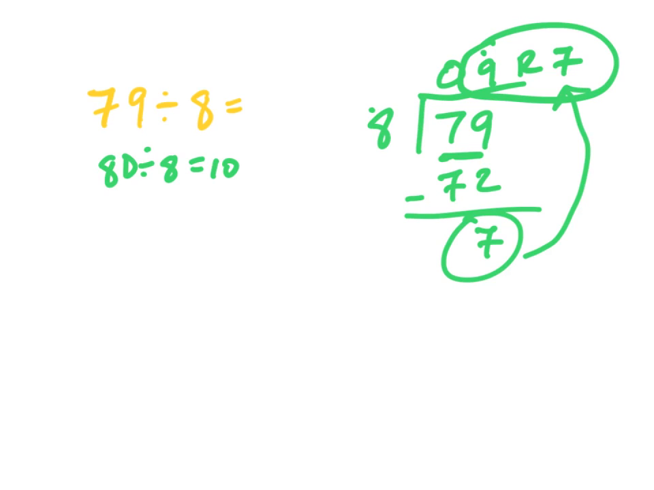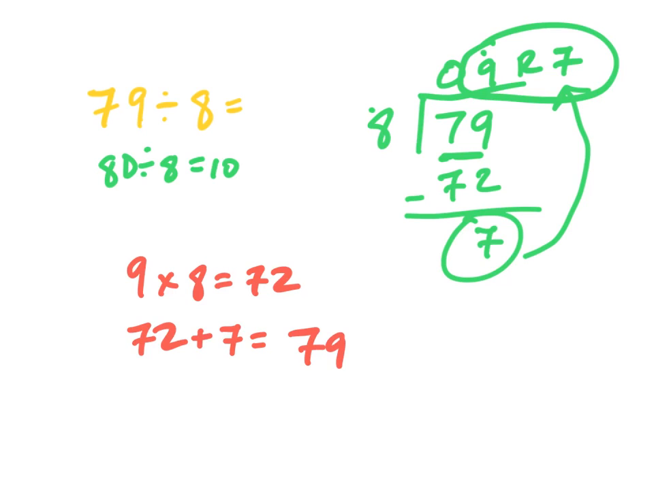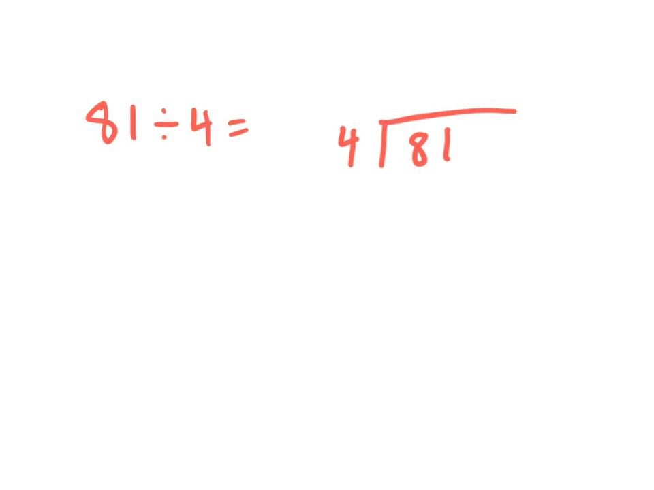And I can work backwards to check. If I'm saying that I have 9 groups of 8, 9 times 8 is 72. Plus I have a remainder of 7, so 72 plus 7 takes us back to 79, or our dividend where we started.